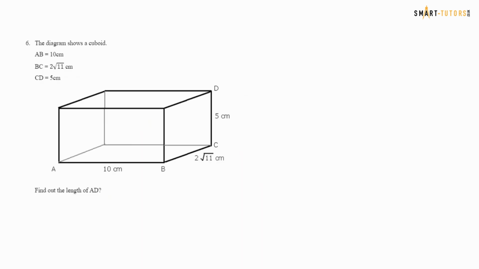Question number 6. The diagram shows the cuboid. AB and BC, CD, everything is given. Find the length of AD.